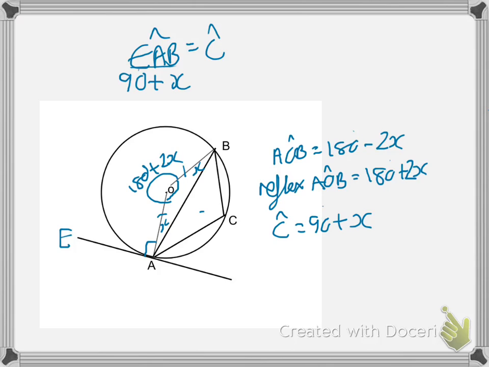Angle at the center. So guess what? EAB and C are both equal to 90 plus x.